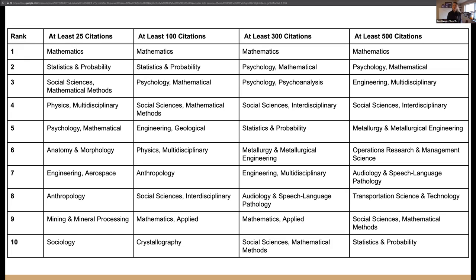But really the strongest driver here seems to be mathematical techniques. The 4 disciplines which appear in all top 4 lists are all math: mathematics, social sciences, mathematical methods, statistics and probability, and psychology, mathematical. Mathematics applied shows up in a couple. Operations research and management science is also present. Those are both, of course, very heavily mathematical as well. So math really does seem to be a massive driver for this sort of citation behavior.